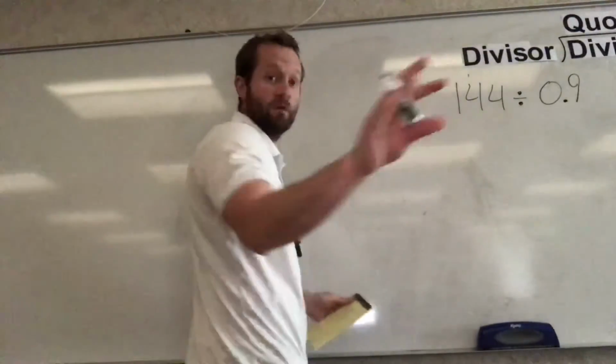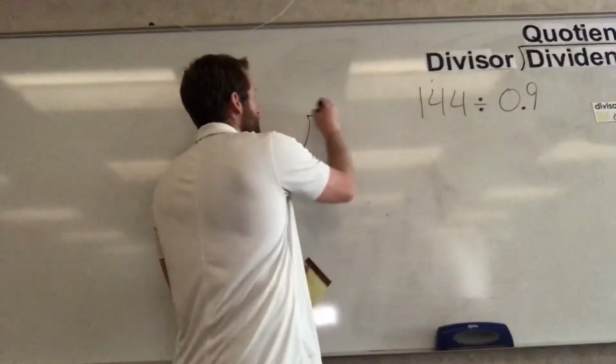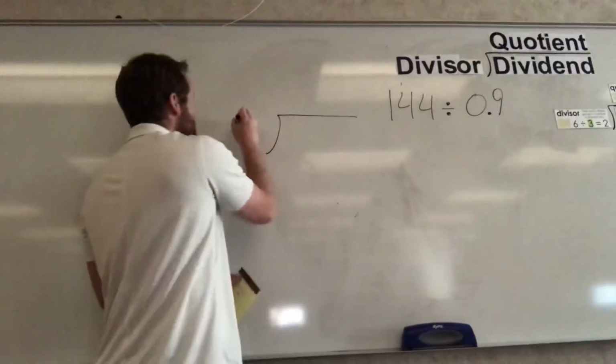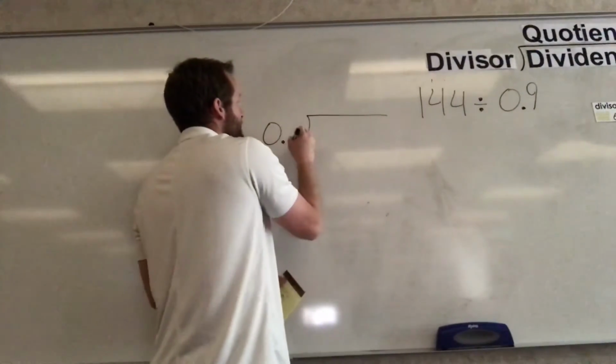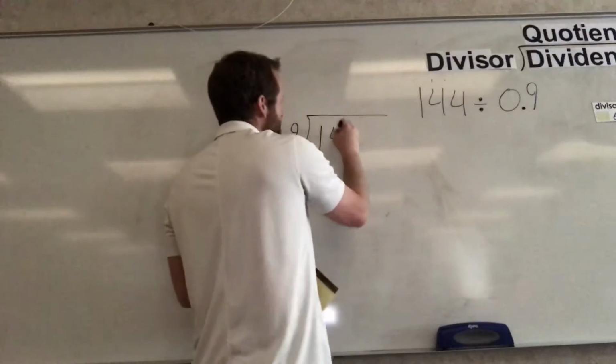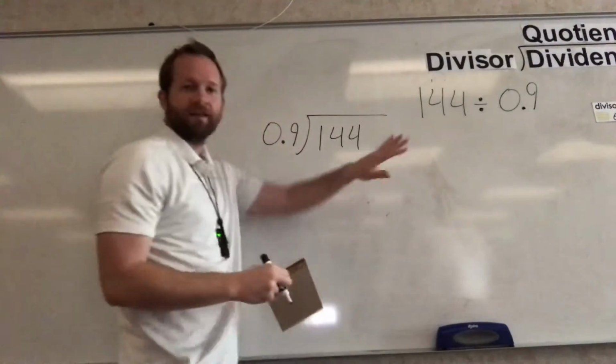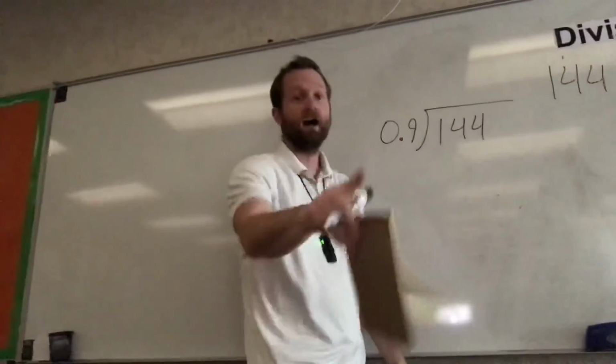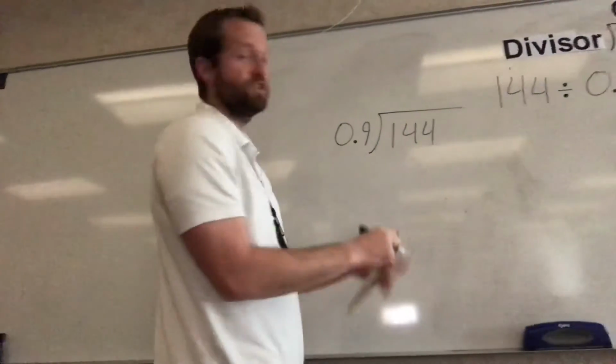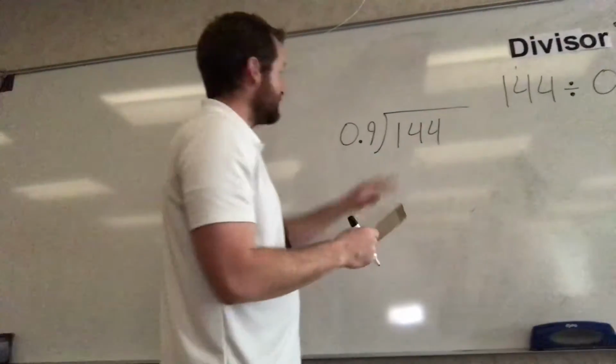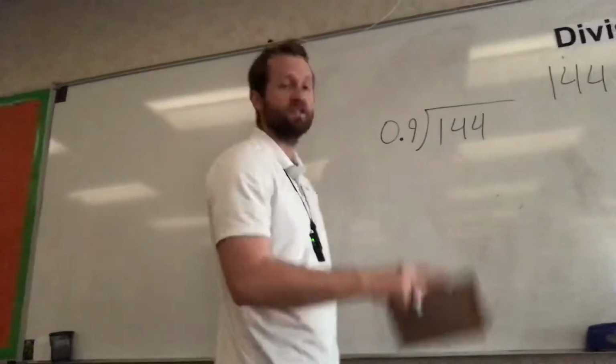Okay, so now you've got it. Let me write it here so you guys can check. So I'm going to put my divisor on the outside. I'm going to put my dividend on the inside. And it should be set up like this. Okay, now, once again, I need you guys to pause the video and take a minute or two on your piece of paper and solve this. Go ahead and pause the video now and try that.